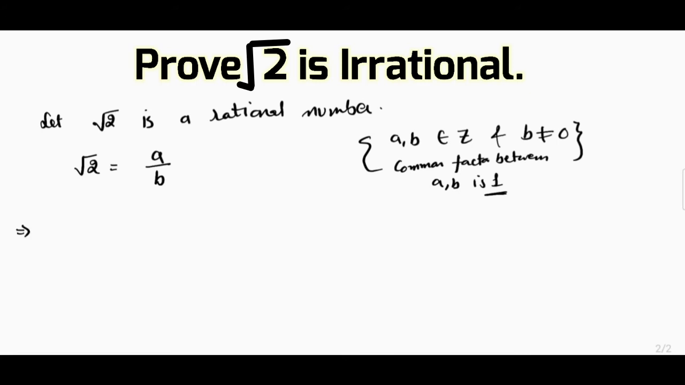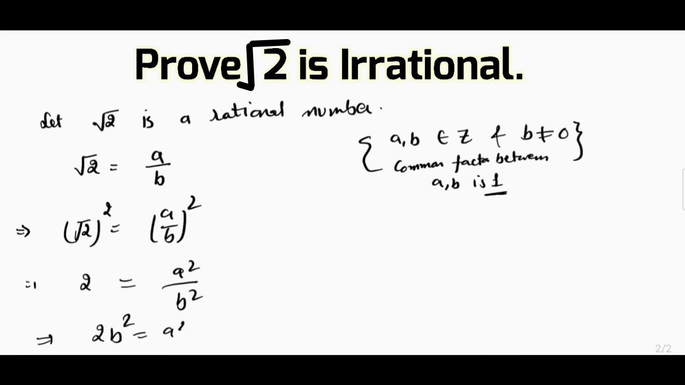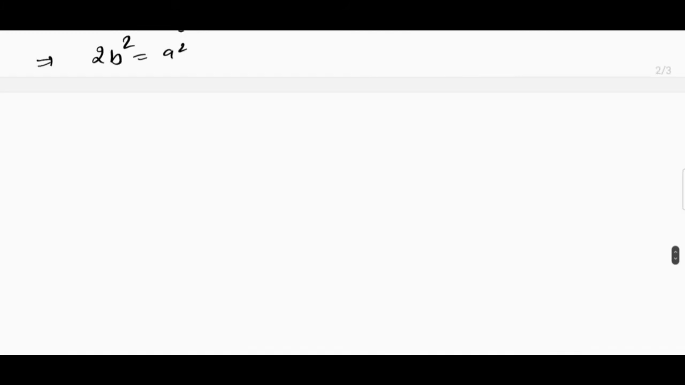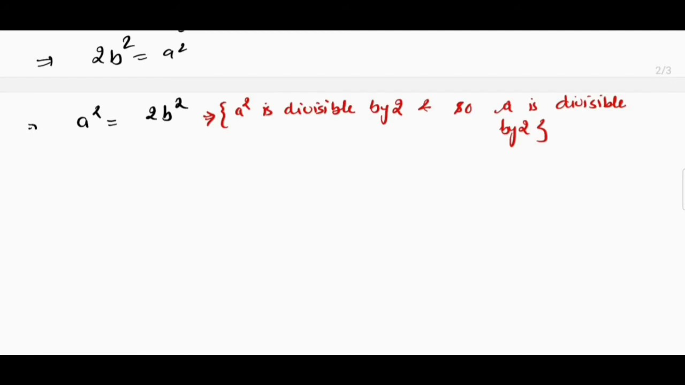So squaring both sides, we get a upon b whole square. This will become 2, which is equal to a square upon b square. So I can write this as 2b square is equal to a square, or a square is equal to 2b square. So from here, see, a square is divisible by 2. Correct? So a is divisible by 2.